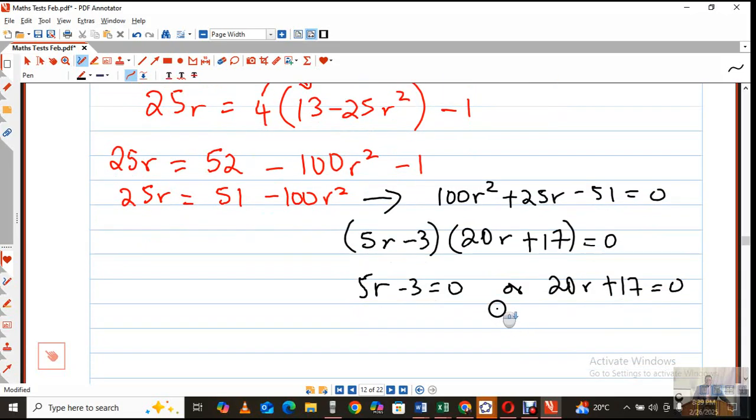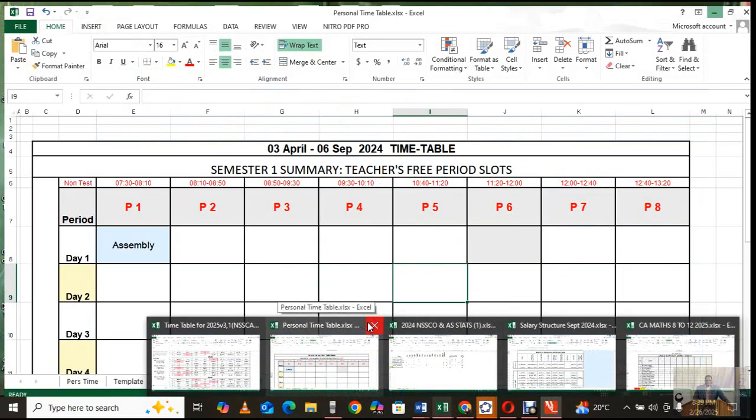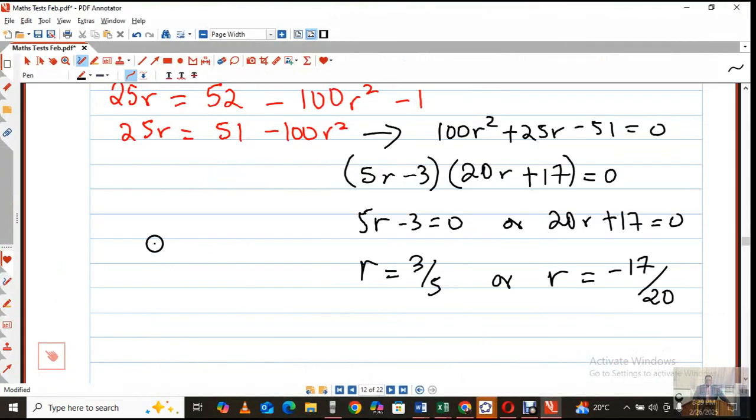Now let's go ahead then and say, okay, wait a minute. You're going to have r is equal to 3 over 5. Or if we make r the subject here, r is going to be negative 17 over 20. Okay. Right. Let's go back. We have got two values of r. Which one are we going to consider?